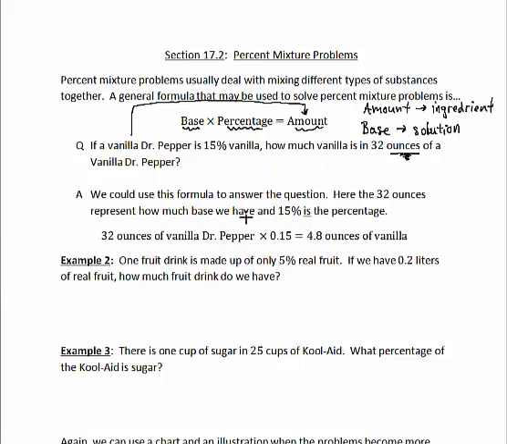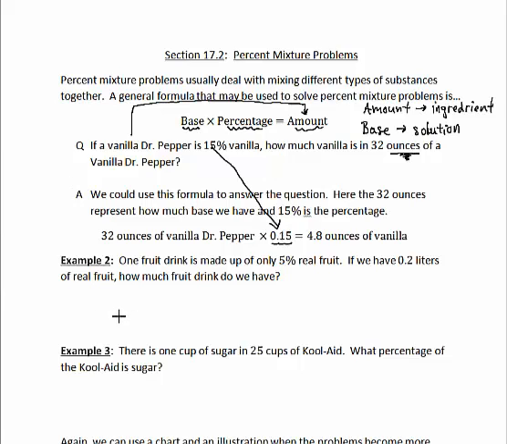So what happened in this case? 32 ounces of vanilla Dr. Pepper. Well, vanilla and Dr. Pepper mixed together would be our solution. And we didn't have the word specifically as solution, but in terms of solution, you probably should think of a mixture of ingredients. So 32 ounces was used in the place of the base. The percentage, 15%, was converted to a decimal. And when we multiply those two numbers together, we get the amount of vanilla, 4.8 ounces.